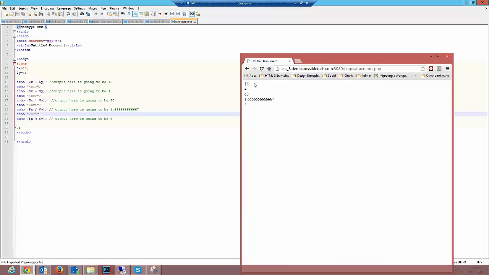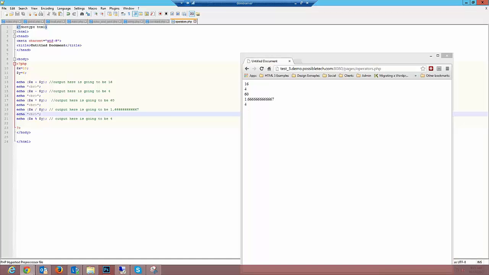There we go. So the first one, like I said, was 16, 4, 60, 1.66667, and 4. So you see the basics behind what we are basically doing here.